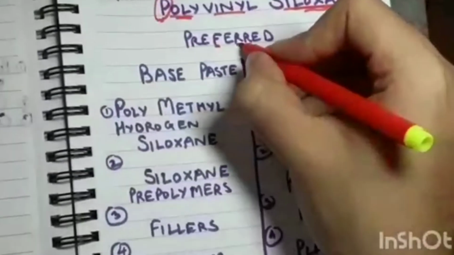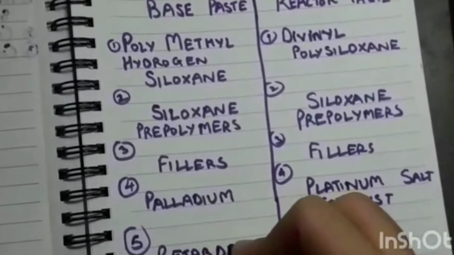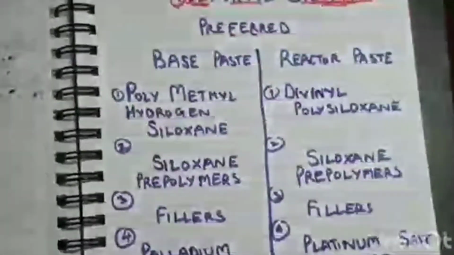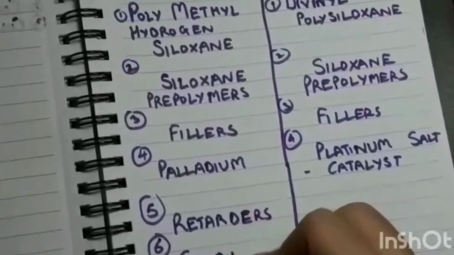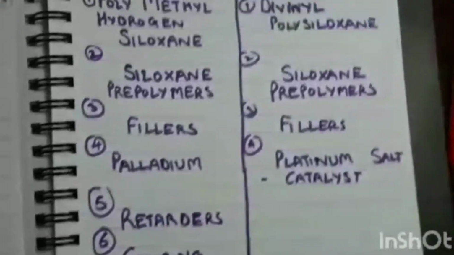So now fifth ingredient in base paste is, we take the letter R, it has retarders. And sixth ingredient in base paste is, we take the letters CO, that is coloring agents. So this was about addition silicons.